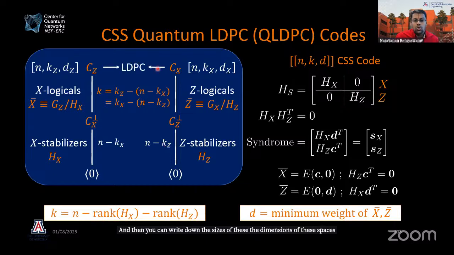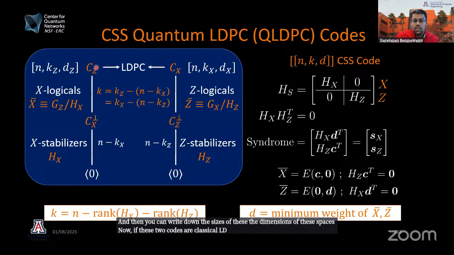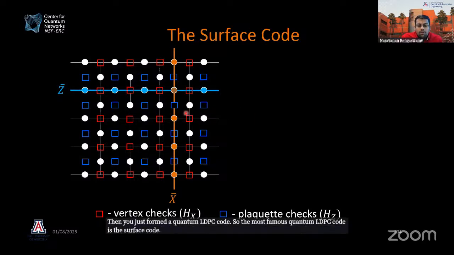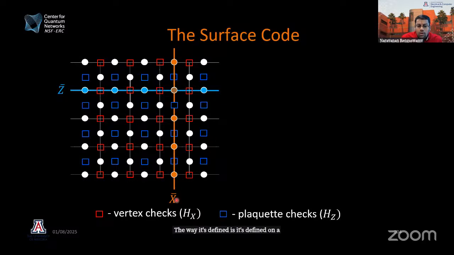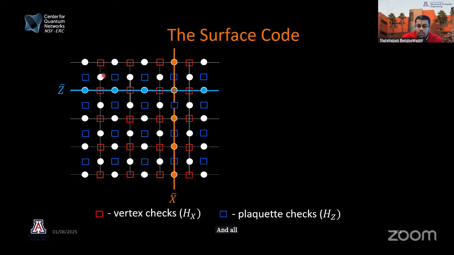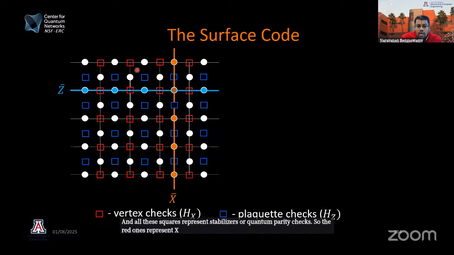Now, if these two codes are classical LDPC codes, CX and CZ, while satisfying this dual containing constraint, then you just formed a quantum LDPC code. So the most famous quantum LDPC code is the surface code. It's defined on a grid. So I'm giving you a 5x5 example. All these circles represent data qubits, and all these squares represent stabilizers or quantum parity checks. The red ones represent X-type stabilizers, and the blue squares represent Z-type stabilizers.